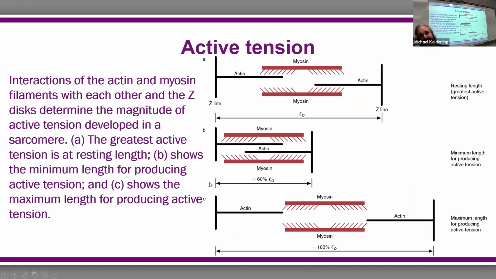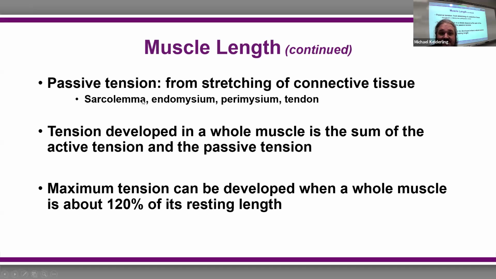So the active tension, at the resting length, you get the maximum tension. If it's shorter, you get less because of the actin overlap. If it's longer, you get less because the actin interacts less with the myosin. There's also passive tension, however, from the stretching of various connective tissues. And that gets more the more the muscle is stretched. So the tension developed in a whole muscle is the sum of the active tension and the passive tension.